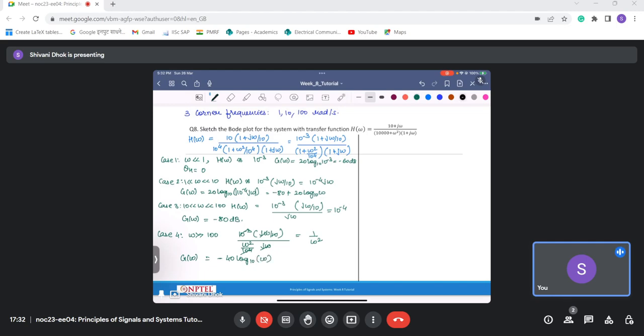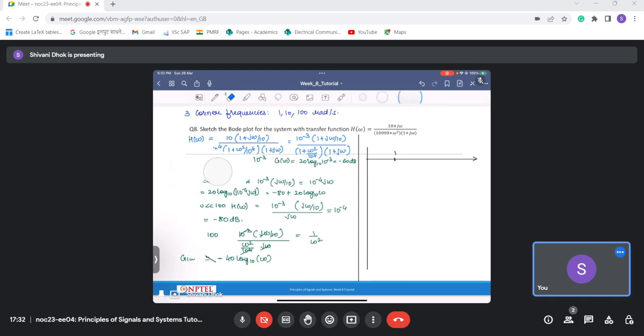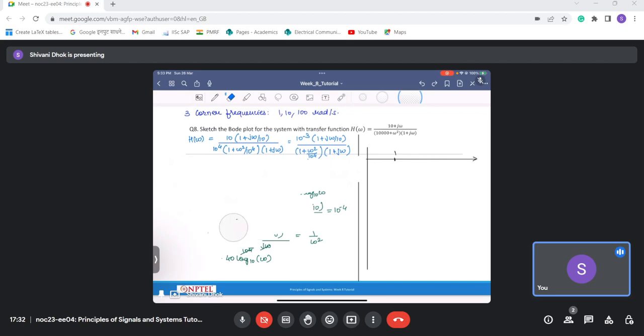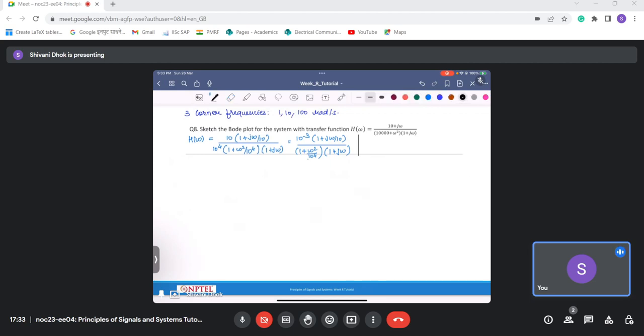So if we draw this, let us draw just the magnitude plot for this one. So what we are having is, so till 1, oh, I'm extremely sorry, let us solve this entirely. There is a big mistake while solving it. Extremely sorry. Let us restart solving this from scratch to understand it in a better way.